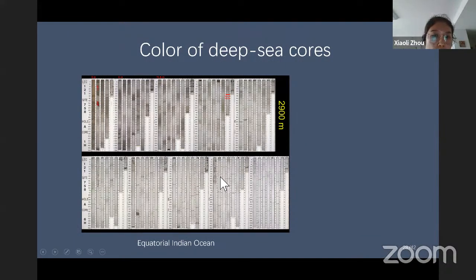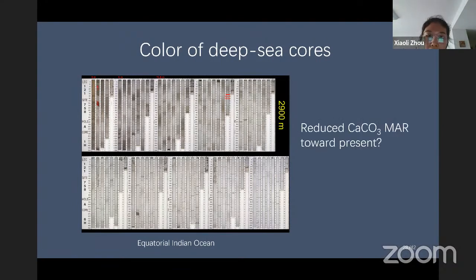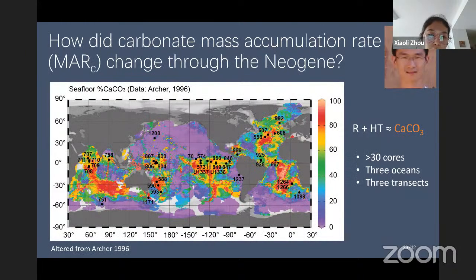So why is there a whiter color in the past and a darker sediment toward present? Is that because there was more calcium carbonate precipitation in the Miocene and a decreasing mass accumulation rate toward present? Inspired by these observations, my colleague Weiming, who is now a postdoc at Brown University, did this work during his PhD.